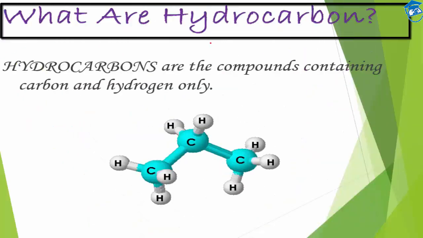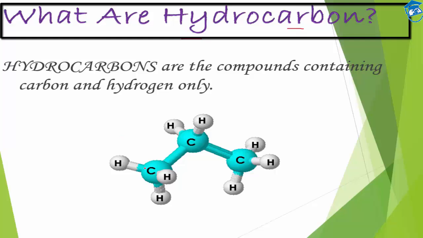So hydrocarbon is made up of two words, that is hydro and carbon. So hydro means hydrogen and carbon is carbon, so the hydrocarbon should have hydrogen in it and carbon. So we'll define it as hydrocarbons are the compounds containing only carbon and hydrogen.